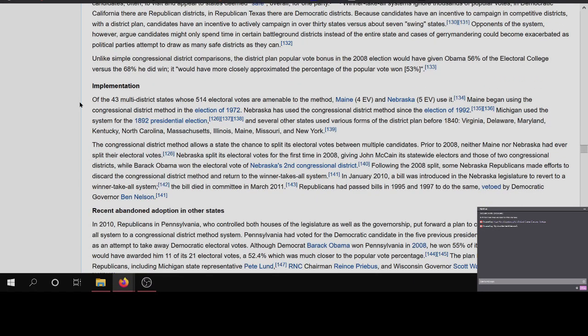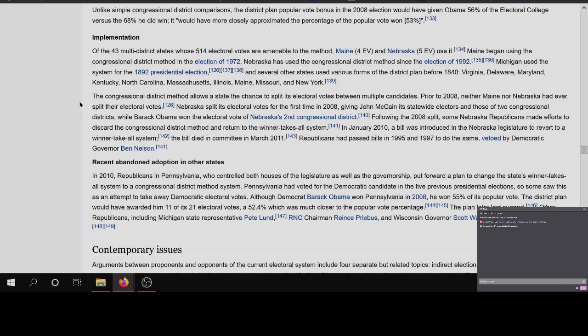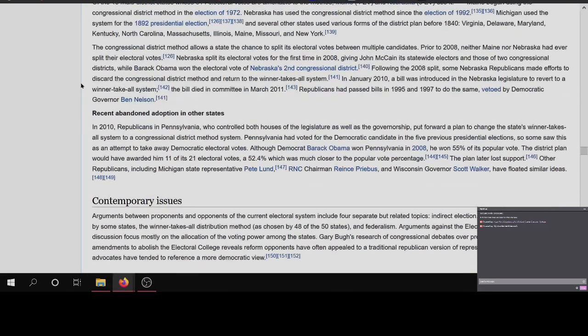Implementation of the 43 multi-district states, those whose 514 electoral votes are amenable to the method. Maine (4 EV) and Nebraska (5 EV) use it. So yeah, go see Nebraska doing their own thing.